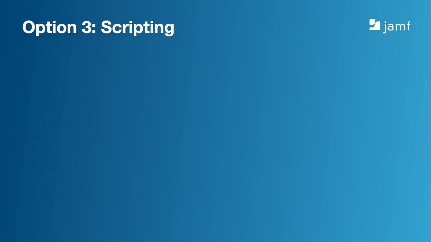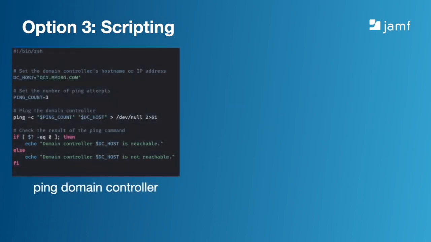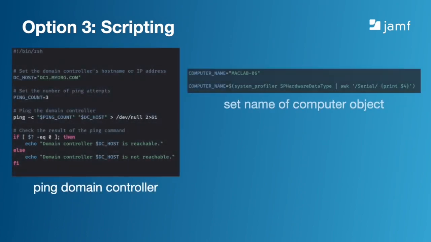If you're the kind of admin who needs that full control, you can also write a script to bind to AD, which might include some additional logic that checks for local device state before attempting to perform the bind operation. Maybe you want to verify that the domain controller is reachable first, or you want to ensure that the Mac is binding using a particular naming convention, or even using the Mac serial number.